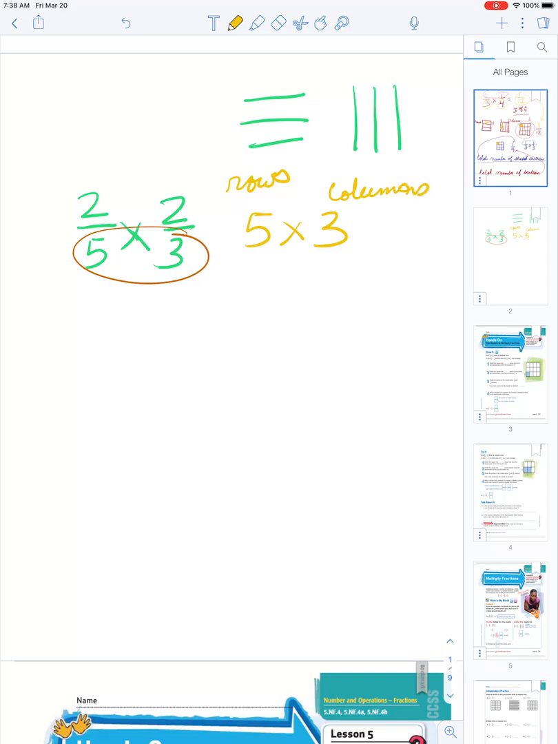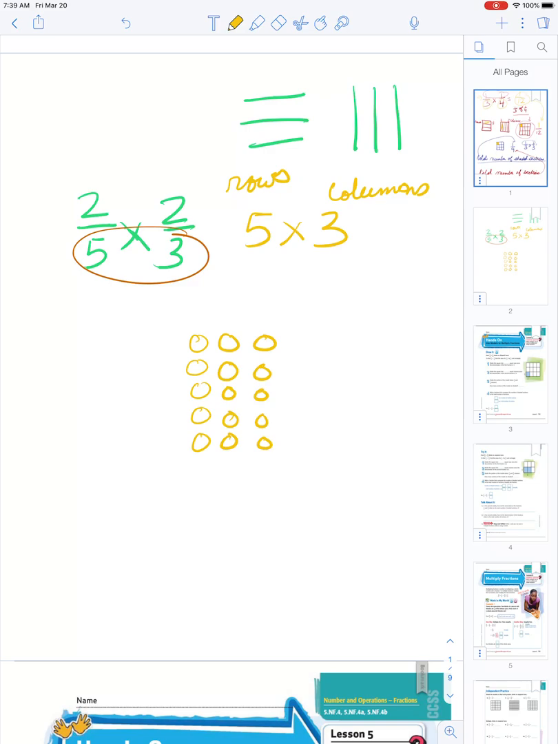Oops, I forgot the end. All right, now you have 1, 2, 3, 4, 5 in the rows, and then 1, 2, 3 columns. And then all you do is just fill in the other parts until you have a rectangle or square shape. So what we're going to do is determine how this fraction 2/5 times 2/3, or 2/5 of 2/3, would look like in this picture.